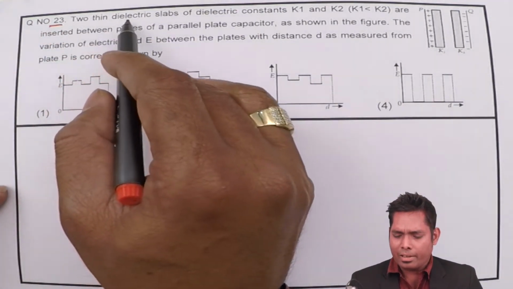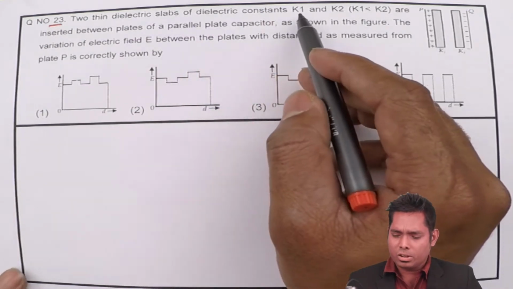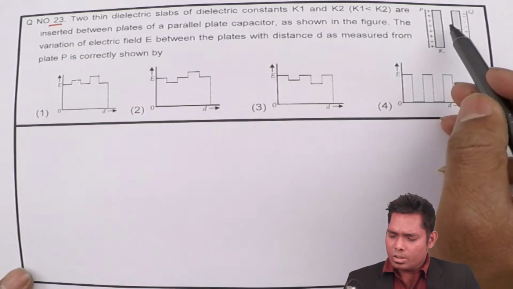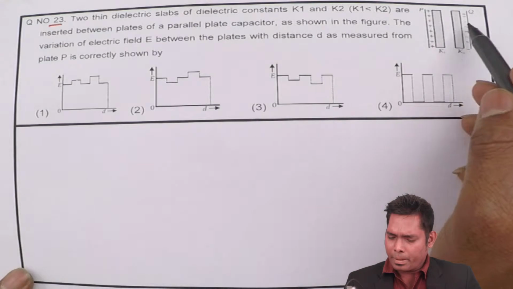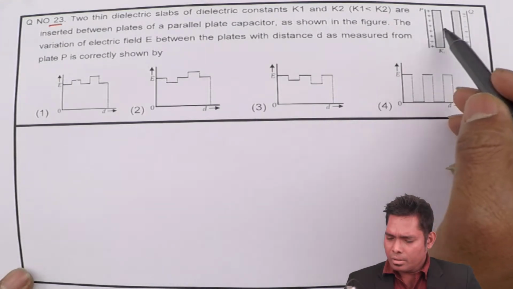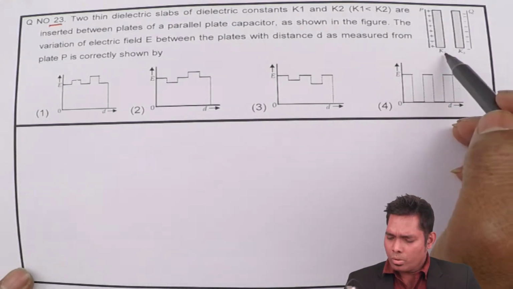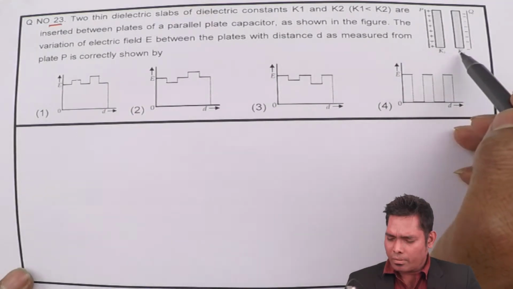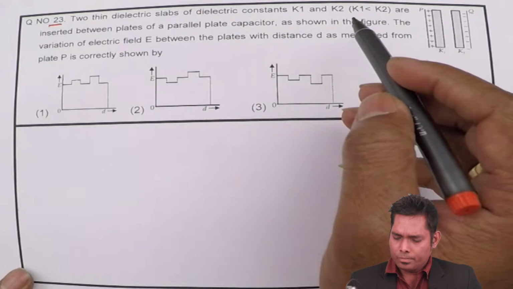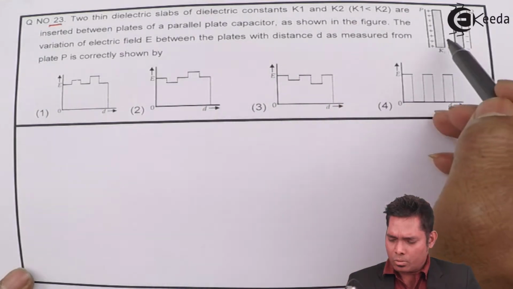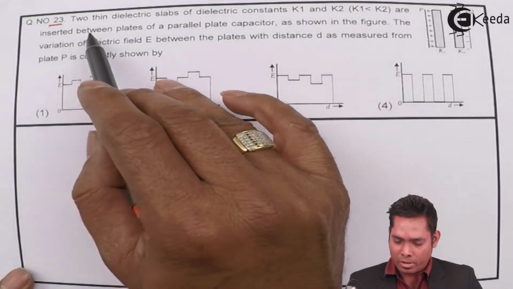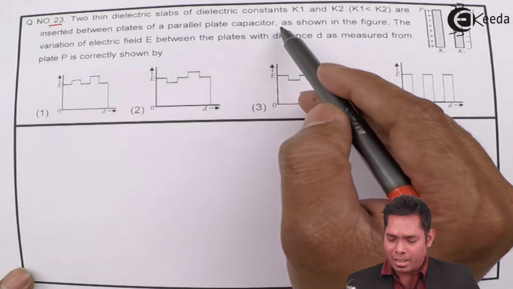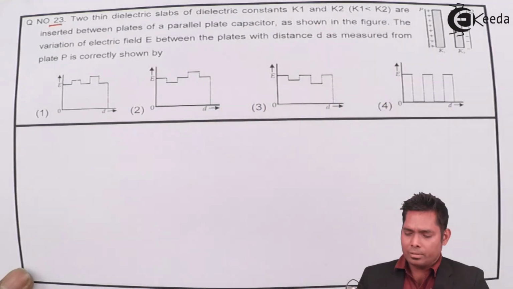Two thin dielectric slabs of dielectric constants K1 and K2. This is a parallel plate capacitor. In between, two slabs are inserted with the dielectric constants K1 and K2, where K1 is less than K2, between the plates of the parallel plate capacitor as shown in the figure.